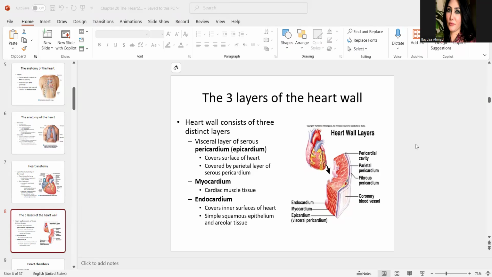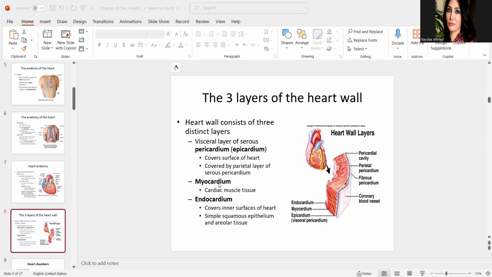The three layers of the heart wall. A section through the wall of the heart reveals three distinct layers. The visceral layer of serous pericardium, or epicardium, covers the surface of the heart. This serous membrane consists of an exposed mesothelium and an underlying layer of areolar connective tissue that is attached to the myocardium. The parietal layer of serous pericardium consists of an outer dense fibrous layer, an areolar layer, and an inner mesothelium.